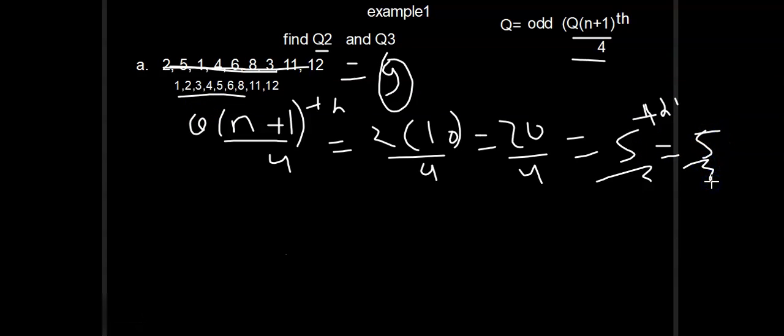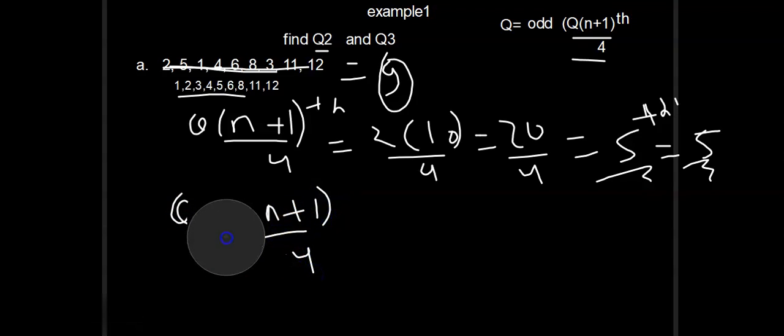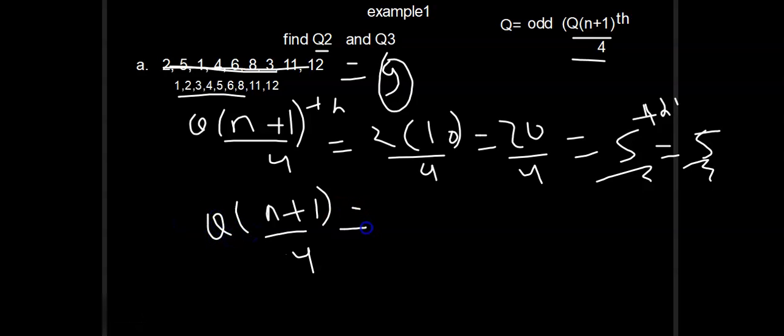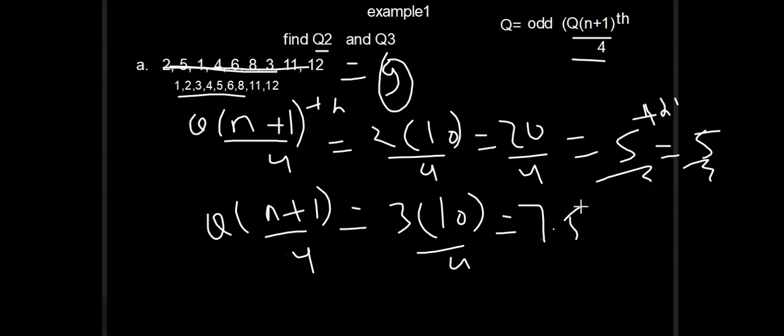Now what about Q3? The Q3 will use the same formula, q times (n plus 1) over 4. So 3 times (9 plus 1), which is 10, over 4. So it would be 30 over 4. 30 over 4 is what? 30 over 4 is 7.5. Now I got 7.5. This is not my answer, this is my term. So 7.5 is my term.